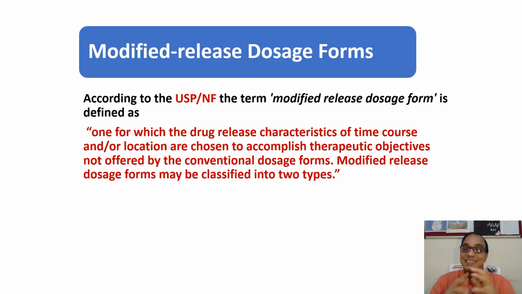Now let's take modified release tablets, or modified release dosage forms. In the USP/NF definition, a modified release dosage form is one for which the drug release characteristics of time, course and/or location are chosen to accomplish therapeutic objectives not offered by conventional dosage forms. The modified release dosage forms may be classified in two types. This is the exact definition of modified release dosage form by the USP/NF.